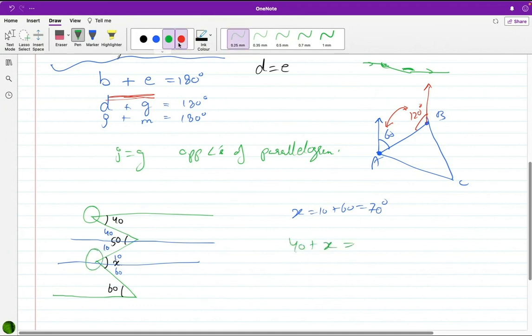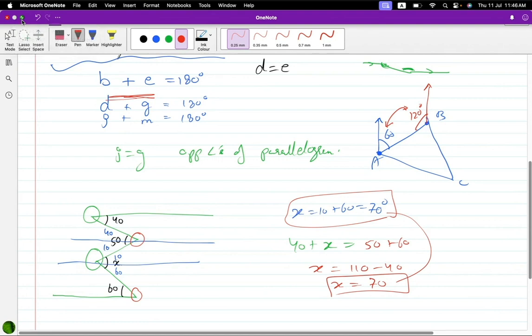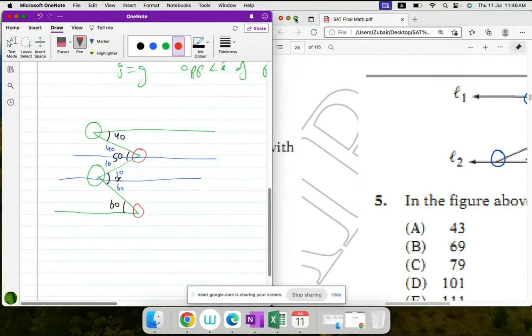But if you try this, pointing towards left are these two, that is 40 plus x, and pointing towards right are these two, that is 50 plus 60. So x is equal to 110 minus 40, x is equal to 70. So this is a bit of a quick approach, and this always works.